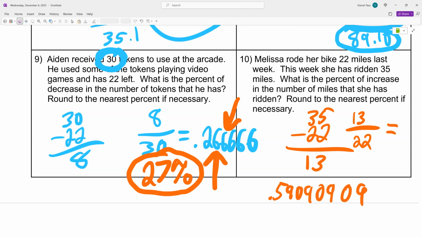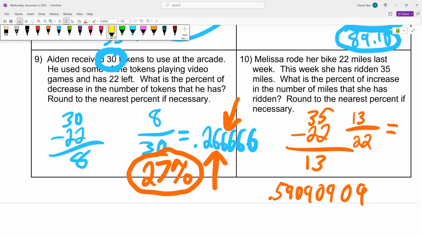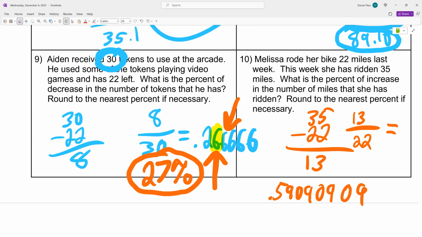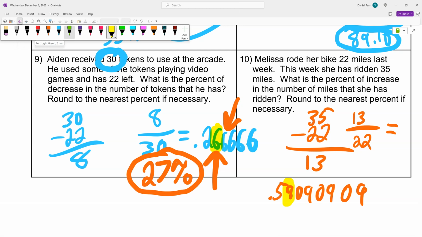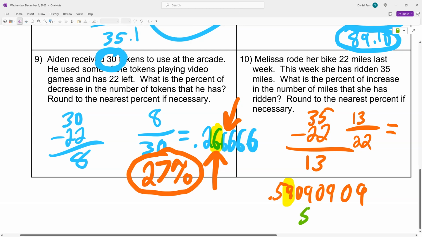Find your place. Our hundredth place is the second one after the decimal. Look next door. If it's 5 or more, you add one more. Is it 5 or more? No, it's less, so we let it rest. Okay, 59%. Are we done?